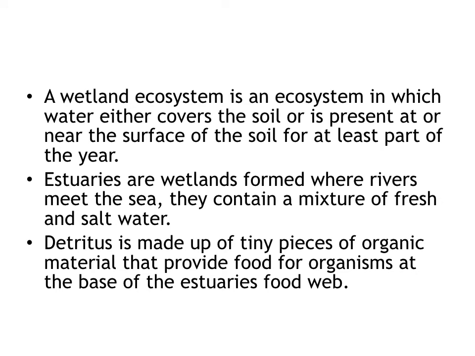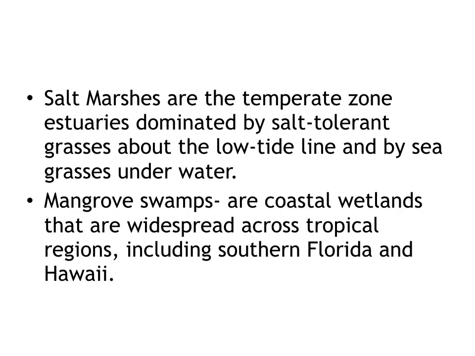A wetland ecosystem is an ecosystem in which water either covers the soil or is present at or near the surface of the soil for at least part of the year. Estuaries are wetlands formed when rivers meet the sea. They contain a mixture of fresh and salt water. Detritus is made up of tiny pieces of organic material that provide food for organisms at the base of estuary food webs. Salt marshes are the temperate zone estuaries dominated by salt-tolerant grasses above the low tide line and by seagrasses underwater. Mangrove swamps are coastal wetlands that are widespread across tropical regions, including southern Florida and Hawaii.